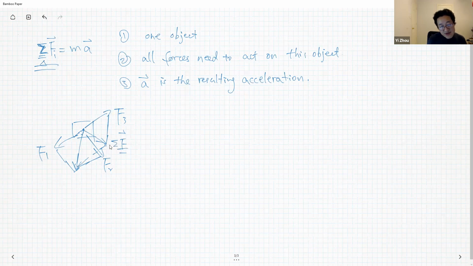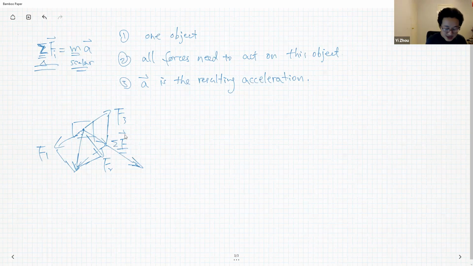So if the net force has this direction, what will be the direction of acceleration? The same direction as the net force. Because here we can see this is a scalar. A scalar is only going to change the magnitude of a vector. It's not going to change the direction. And the mass is always positive, so it won't change it into a different or opposite direction. So that's how Newton's second law works.